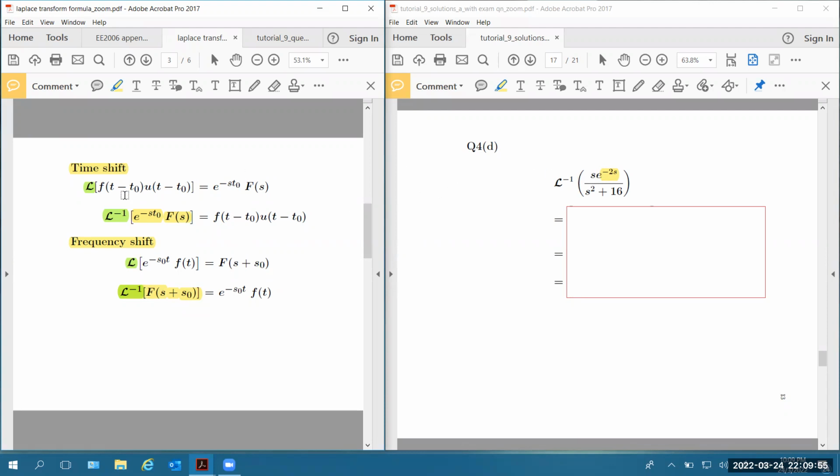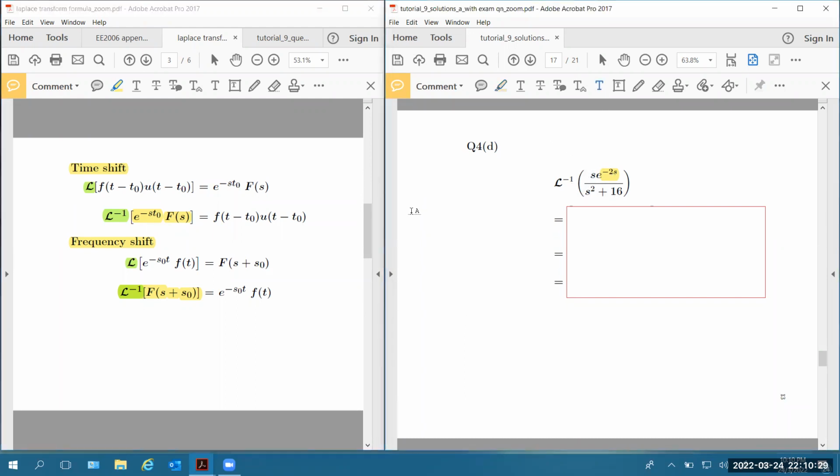You need to match. So can you tell me which one is more like it? Time shift? Frequency shift? Yeah, actually it's time shift. All right, so you see your e to power minus 2s, right? It's like your e to power minus s t naught. Then your F(s) there will be the remaining function.